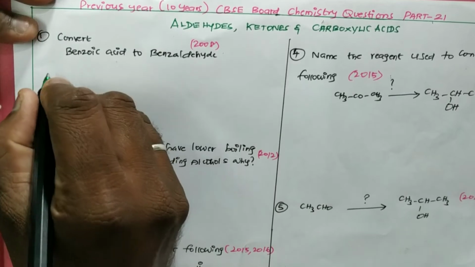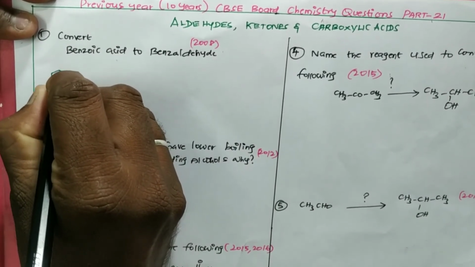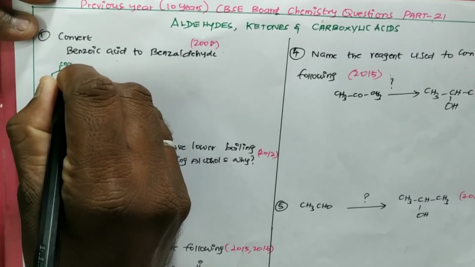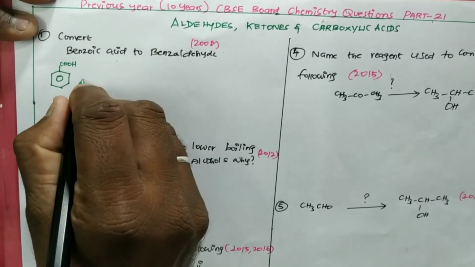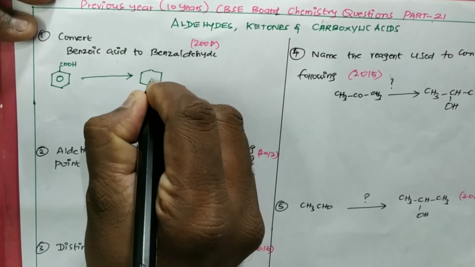First of all, we have to write the structure of benzoic acid. This is the structure of benzoic acid. So I'll be putting a benzene ring along with one COOH group. That is benzoic acid. So I have to convert this into benzaldehyde, so I have to write the structure of benzaldehyde.